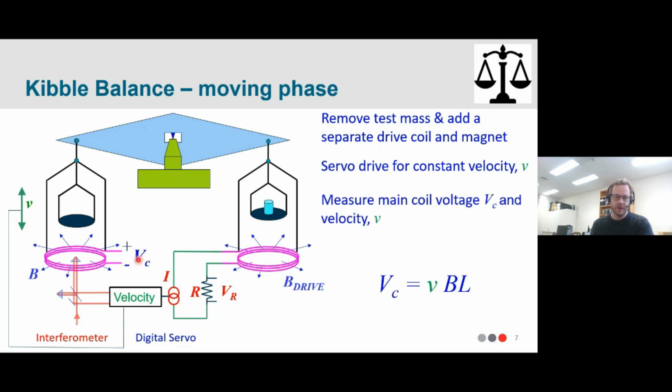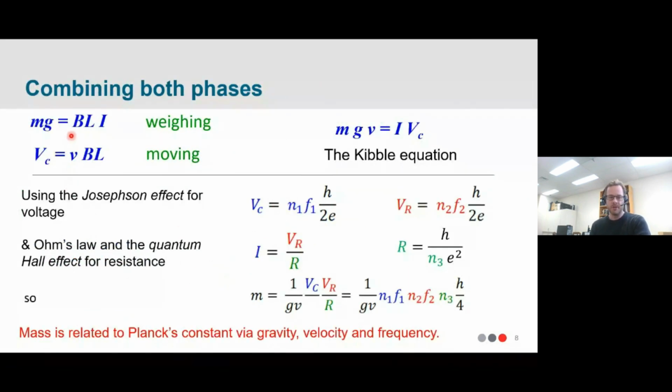And by doing that, we generate a voltage across the coil. And so that has to be done at a constant velocity to get the voltage out. And so the voltage that we would measure is equal to the velocity of its movement times BL, which are, again, the coil characteristics. And then all we do is we have the two phases of the experiment, the weighing phase where we need to know current, and the moving phase where we need to know the velocity and the voltage. And we combine those together and it gives us something called the Kibble equation.